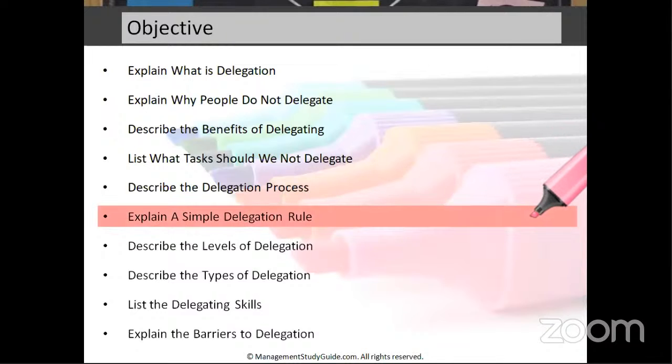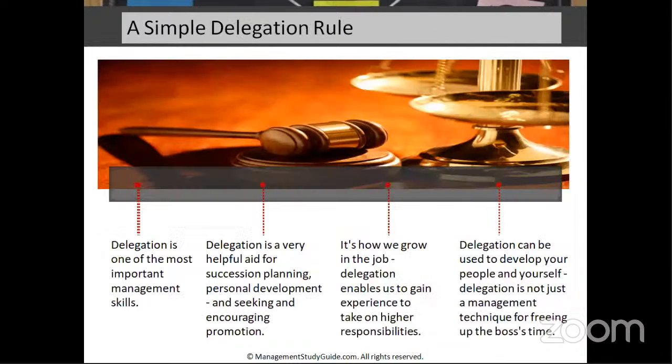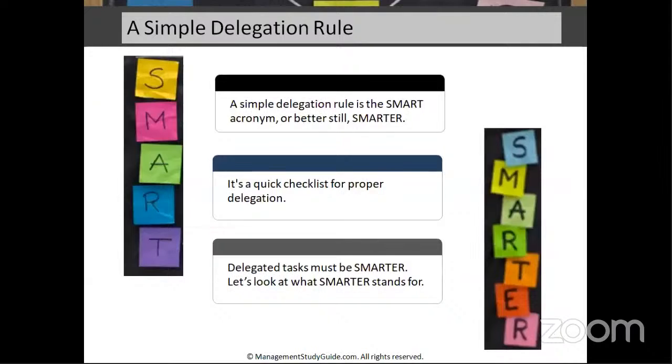A simple delegation rule. Delegation is one of the most important management skills. Delegation is a very helpful aid for succession planning, personal development, and seeking and encouraging promotion. It's how we grow in the job. Delegation enables us to gain experience to take on higher responsibilities. Delegation can be used to develop your people and yourself. Delegation is not just a management technique for freeing up the boss's time.